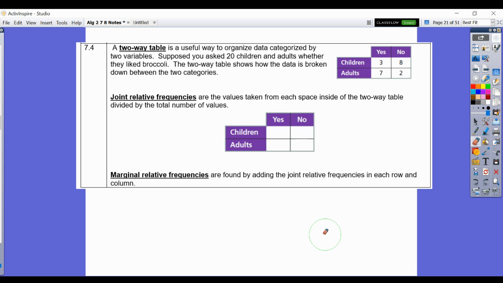Here we are for Algebra 2, Lesson 7-4 on two-way tables. This is Mrs. Shiwi, and we're going to get started with what is a two-way table. First of all, it's just a way of organizing data.